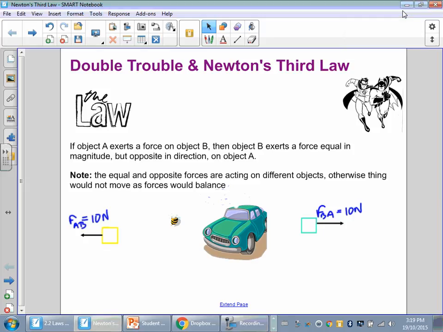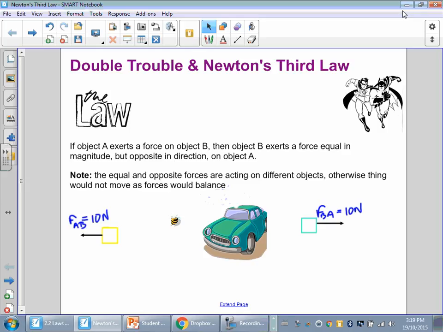Welcome students. In this lesson we're going to be talking about Newton's third law. Up until now we've talked about the first and second laws, which generally have to do with when a force is acting upon an object. In that sense, it's viewed almost as though the object is acting on its own.